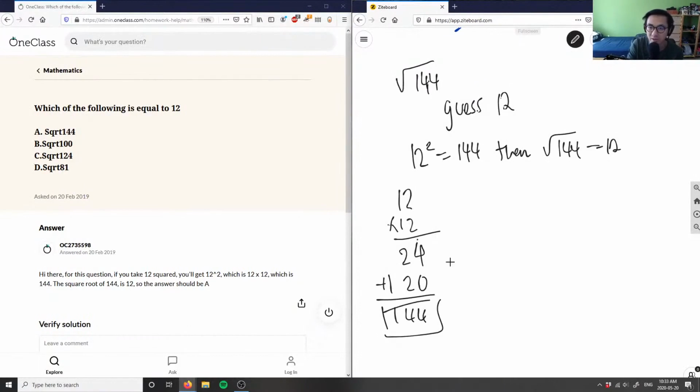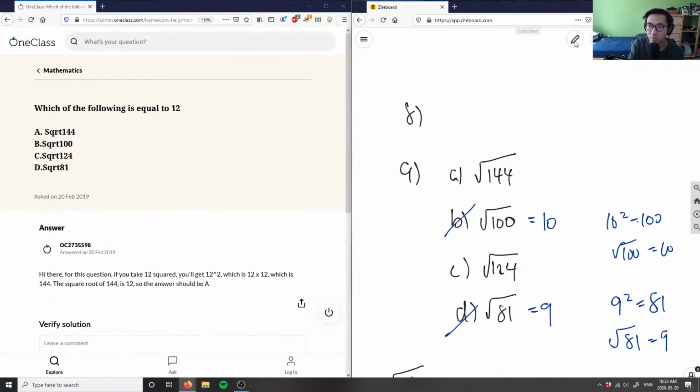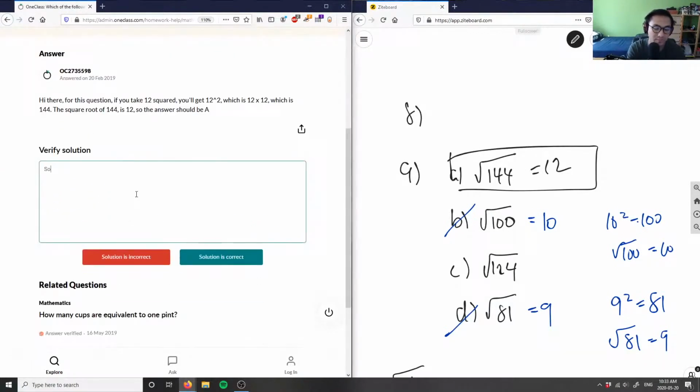So this here is actually the correct answer. So we can say the square root of 144 is equivalent to 12. So this guy equals 12. So A here is our correct answer. So as you can see, the solution here is correct. So it says if you take 12 squared, you get 144. So therefore, the square root of 144 is equal to 12. So the solution is correct.